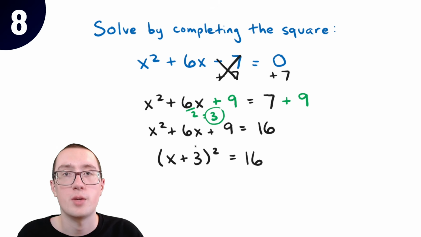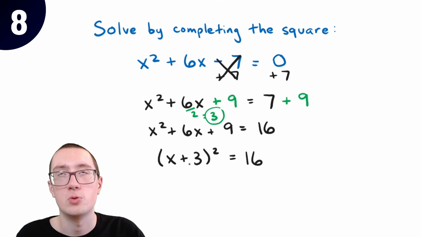So now our final step is to get x by itself. But x is trapped in these parentheses, and we have a squared here. So let's do the opposite of squared, which is square rooting.